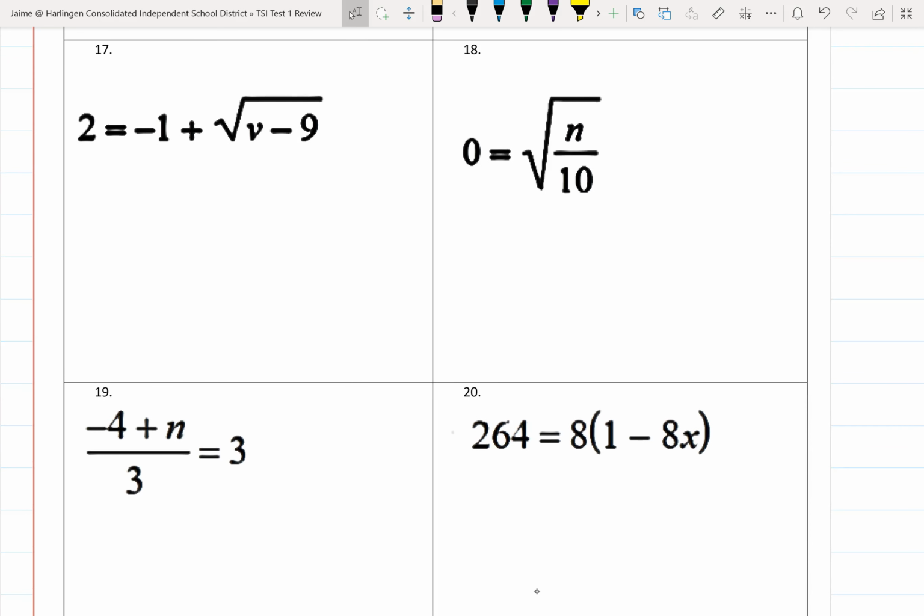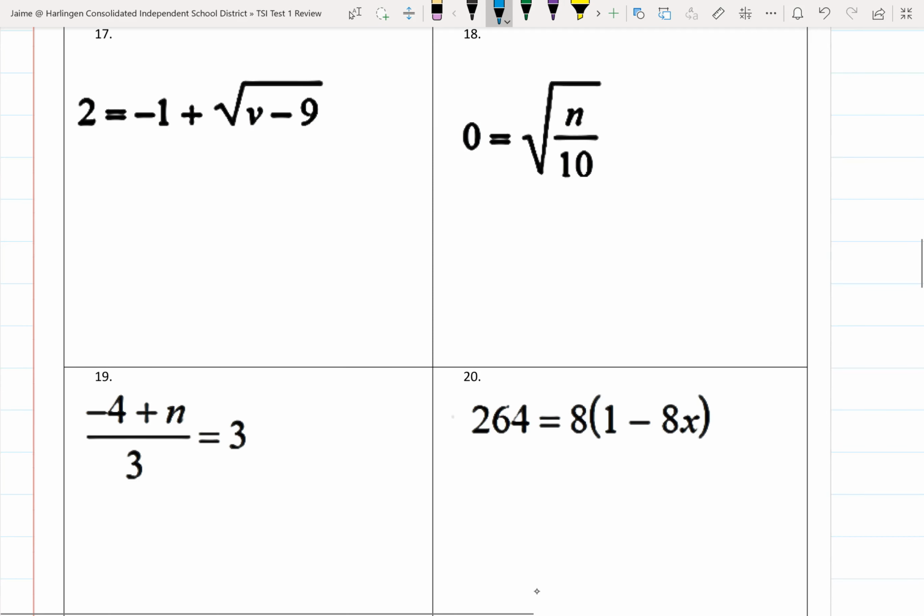Number 17. We're trying to solve for the square root. Okay, get all of this by itself. Is there anything in front of this? Yes. So I have to get rid of it. Is there anything afterwards? No. So then all we have to do is get rid of the number or whatever is in front of it. That's a negative 1. How do you get rid of a negative 1? Well, you add 1.